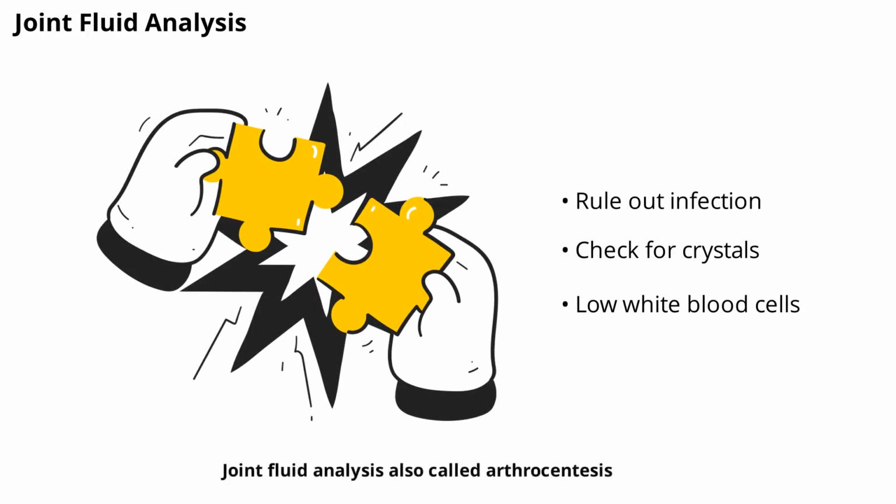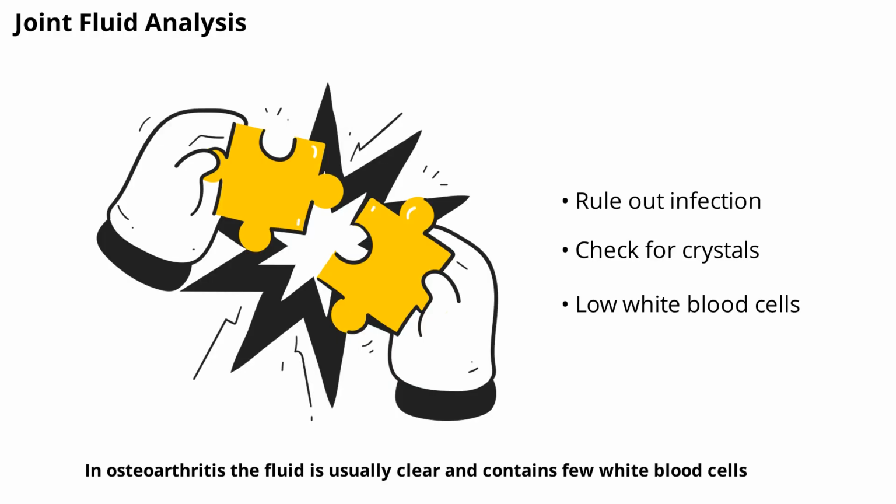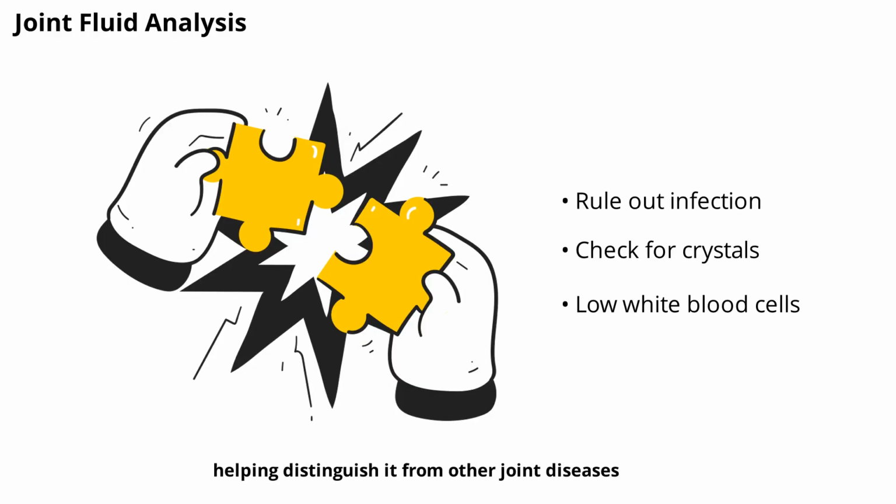Joint fluid analysis, also called arthrocentesis, involves removing a small sample of fluid from the affected joint. This test helps rule out infections, gout, or other inflammatory conditions. The fluid is examined for crystals, white blood cells, and bacteria. In osteoarthritis, the fluid is usually clear and contains few white blood cells, helping distinguish it from other joint diseases.